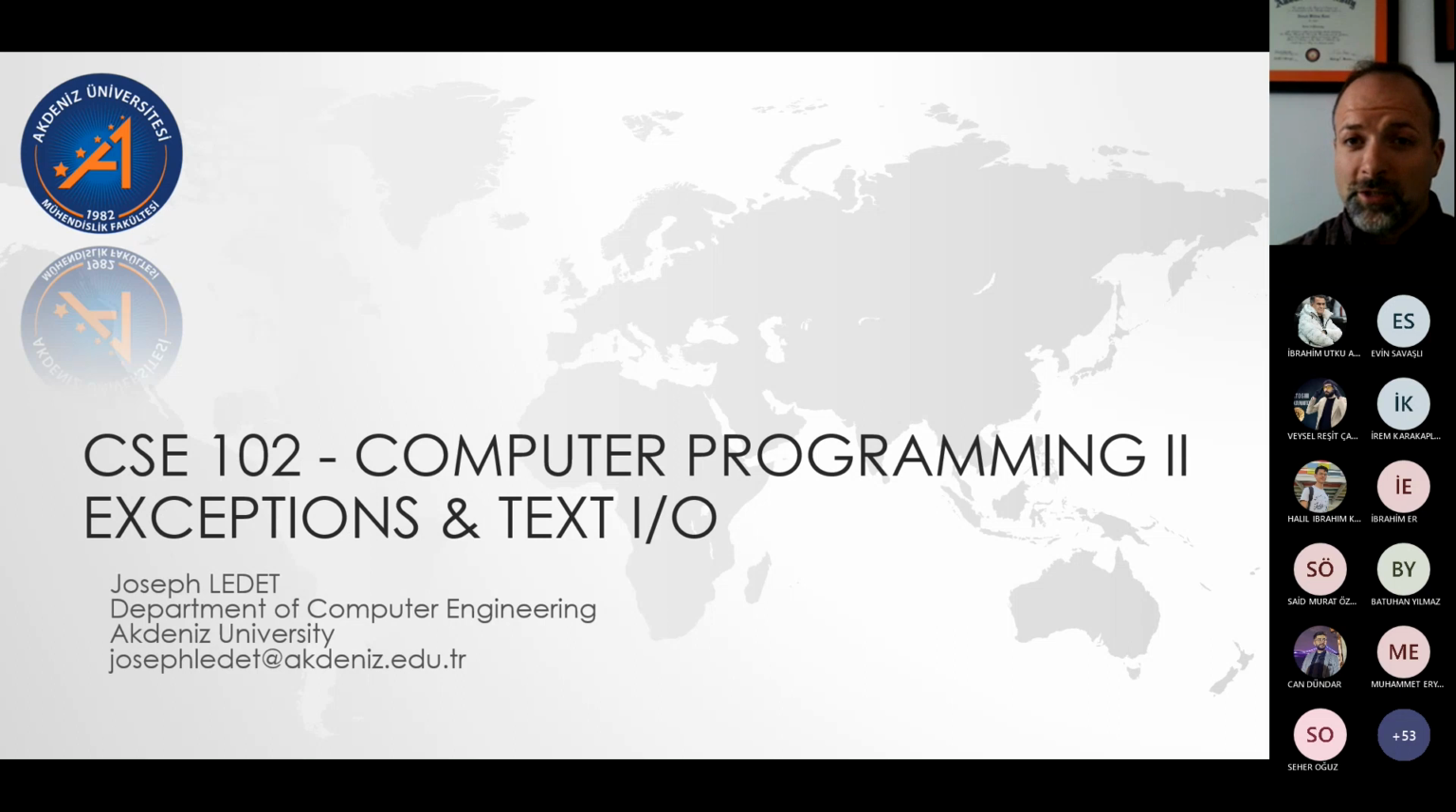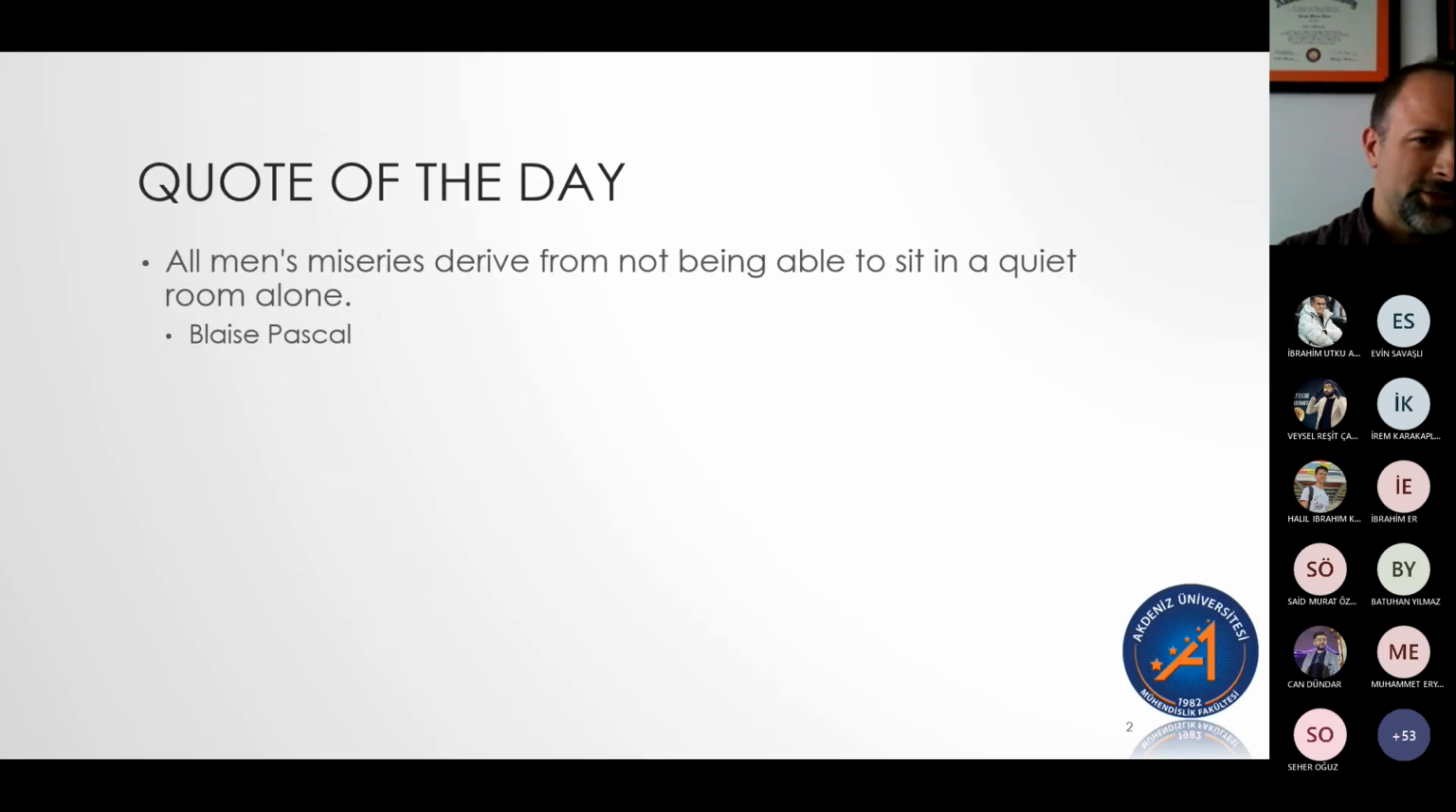But first, Blaise Pascal. I really like this guy. Those that have my database class know that we did this quote there. Blaise Pascal is considered the father of modern computing, and there is a programming language named after him. You've probably heard his name in your mathematics classes as well. He was a great scientist and mathematician. Today he brings us a non-technical quote: all men's miseries, all sadness derived from not being able to sit in a quiet room alone.